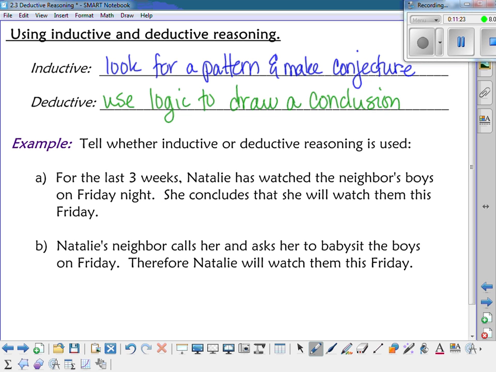So I've got two examples, and we're going to decide whether it was inductive or deductive reasoning that was used. So part A, for the last 3 weeks, Natalie has watched the neighbor's boys on Friday night. She concludes that she will watch them this Friday. And part B, Natalie's neighbor calls her and asks her to babysit the boys on Friday, therefore Natalie will watch them this Friday. So, looking at A and B, decide what type of reasoning was used for each of them. Pause the video as you think about it, and then when you're ready to find out the answer, turn it back on.